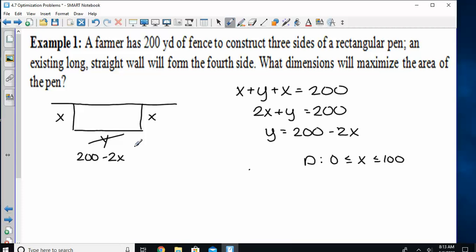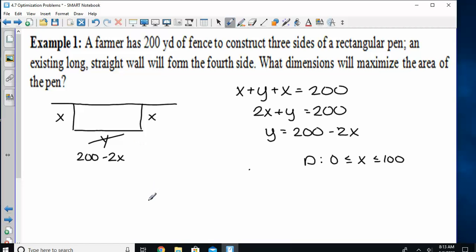You could still figure that out if you didn't take the time to find your domain. At the end, when you go to write your sentence, if you're getting a negative side length, then that one clearly doesn't work. So you can catch yourself later on if you don't write out your domain.